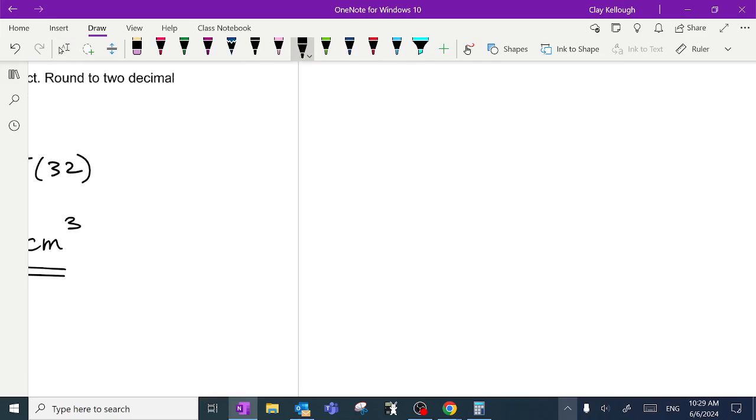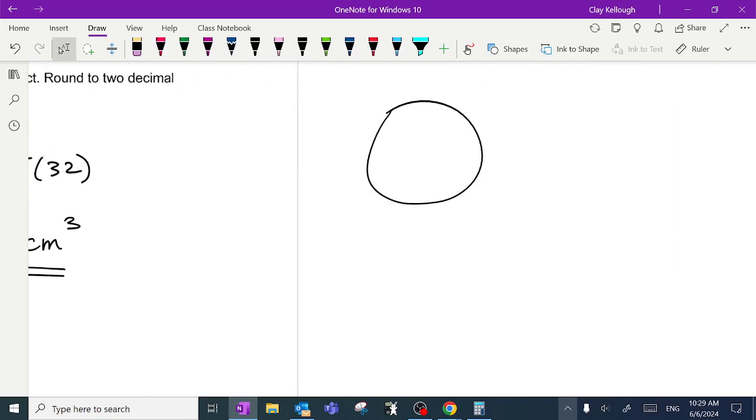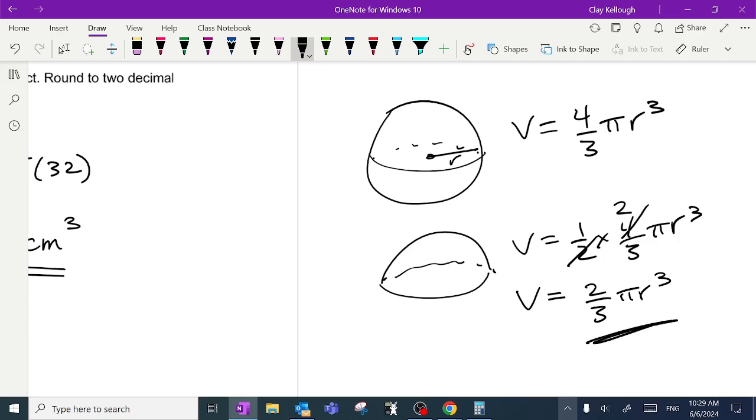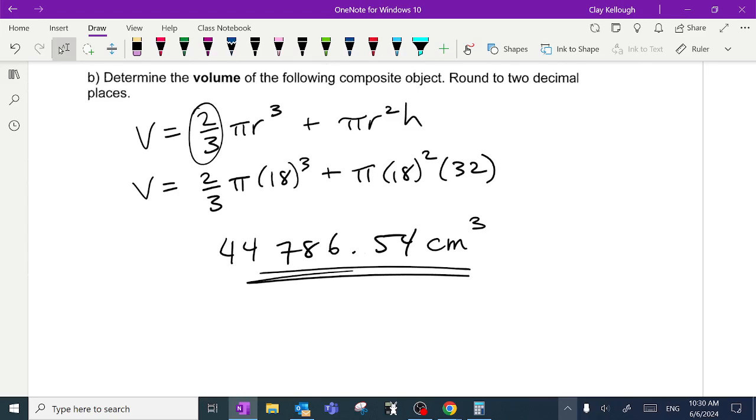Okay. The question that the microphone maybe didn't pick up is, why is this 2/3? Remember that for a sphere, the volume is 4/3 pi r cubed. For a hemisphere, that would be half of that. Now I know 2 goes into 4 twice. So the volume for a hemisphere is 2/3 pi r cubed. Get it? Half of the other one. Okay? All right, any other questions about that? That's a good question. All right, I'll stop the video here.